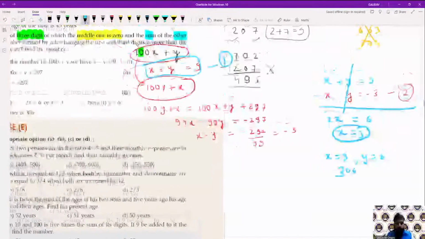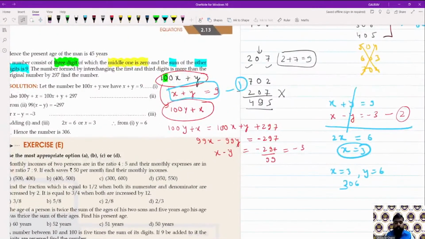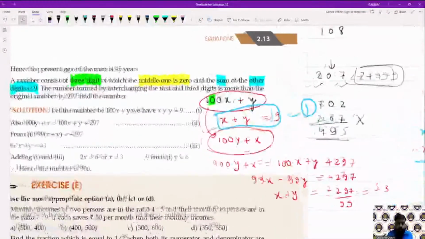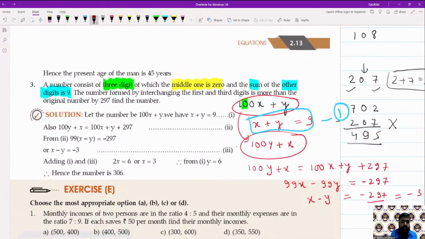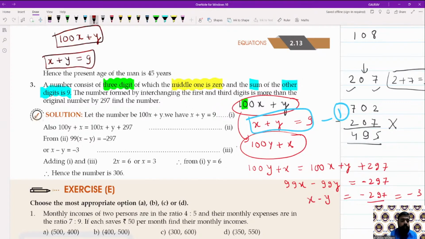So let us see once again how to form these equations. So first of all, we have taken the number as 100x plus y. Since it is a 3-digit number, so we have taken 100x plus y and the middle term is 0. So this is the term. Now, first condition was the sum of these two digits is 9. So x plus y is equal to 9. It became the first equation.